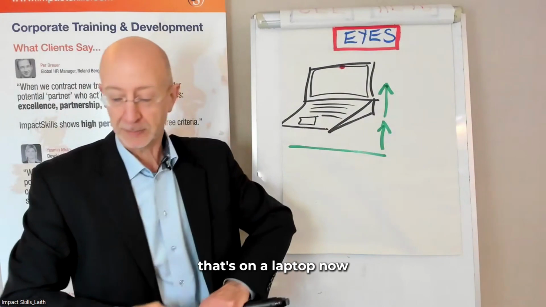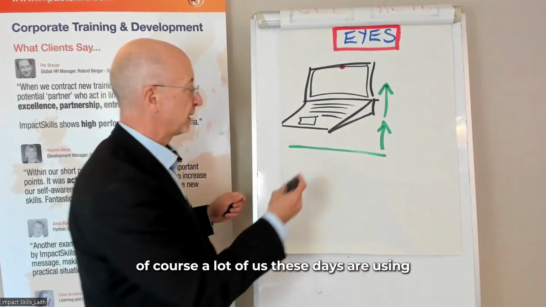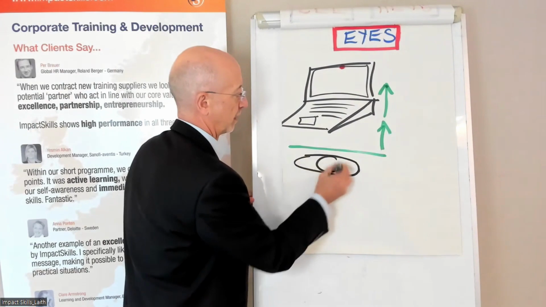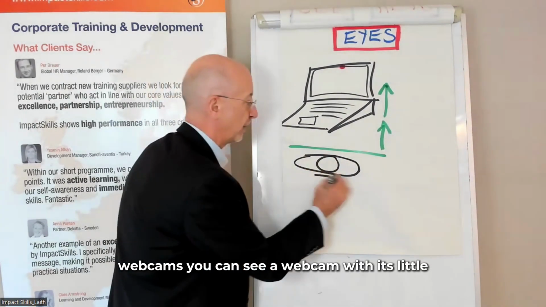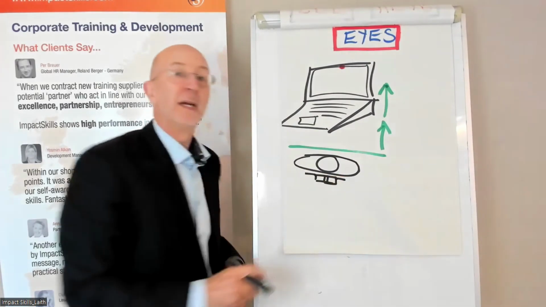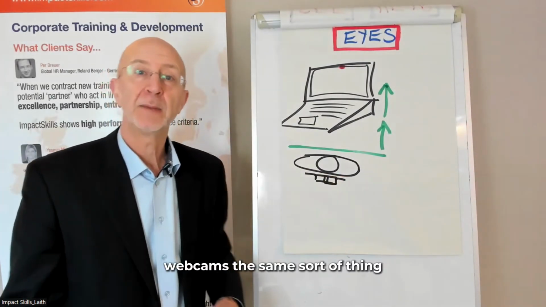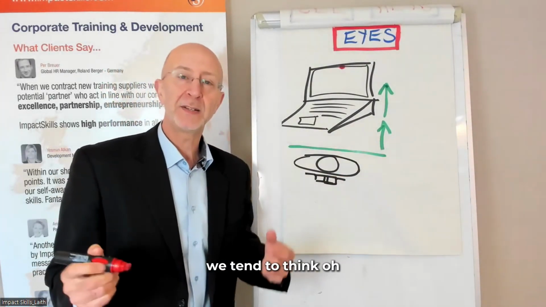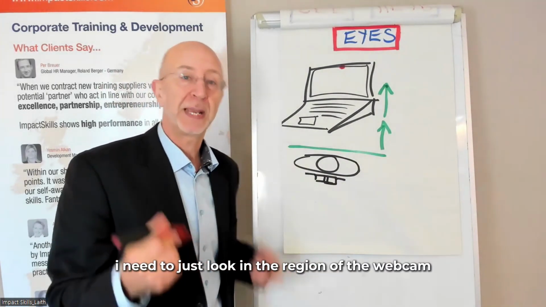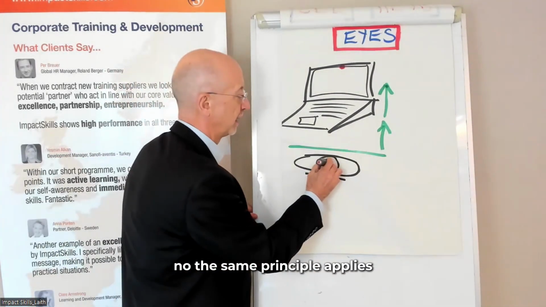That's on a laptop. Now, of course, a lot of us these days are using webcams. You can see a webcam with its little connection to the tripod. Webcams, the same sort of thing. Now, because they're so small, we tend to think, oh, it's quite small, I need to just look in the region of the webcam. No, the same principle applies.